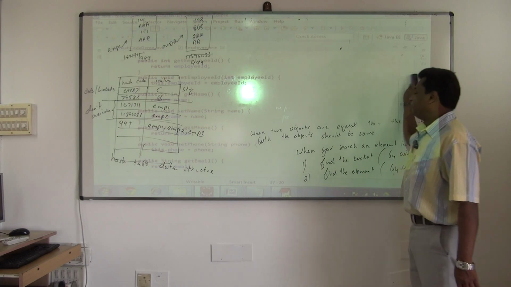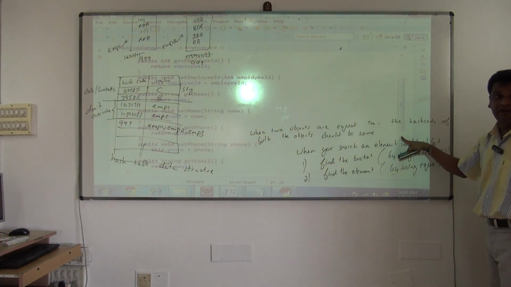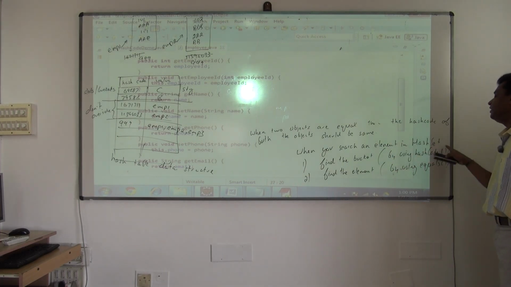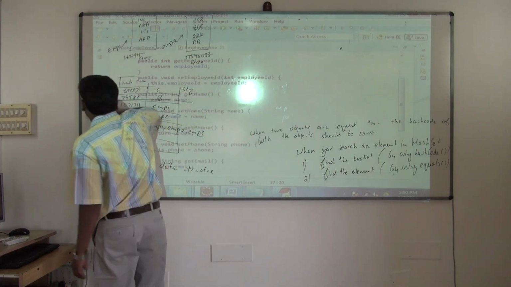So these are the two key points now. When two objects are equal, then the hashCode of both objects should be the same. That is how you have to override now. And the other thing is, when you search an element in the hash set, this is how it will search. So let's see now how it happens.